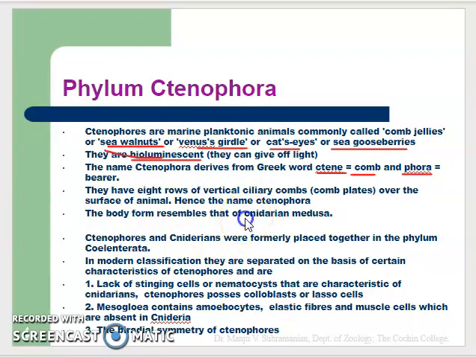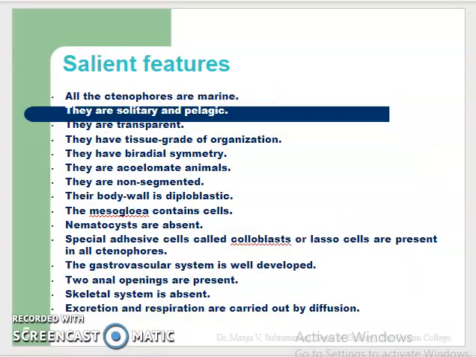Then they usually resemble the cnidarian medusoids. You'll be studying the Cnidaria in the coming lectures. These ctenophores and cnidarians were formerly placed under the phylum Coelenterata, and you will be studying the cnidarians in detail in the coming lectures. And now let's see the salient features in detail.